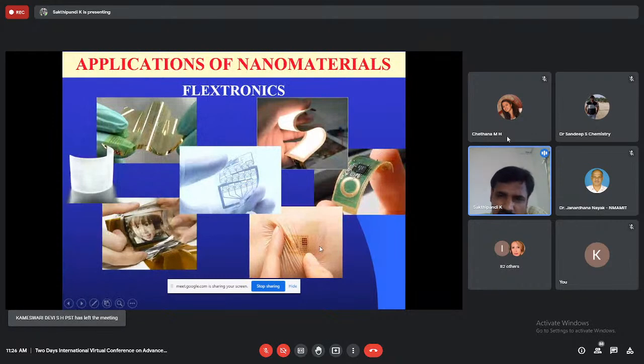In the electronics industry also, nowadays flexible electronics are useful. You can even build your chips on your hand. So flexible electronic devices are available. Once you bend it, you can see the circuit diagrams.